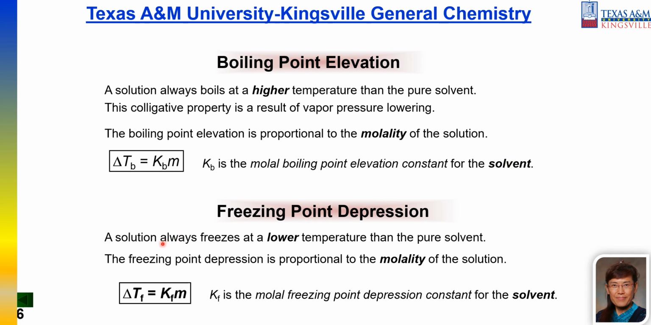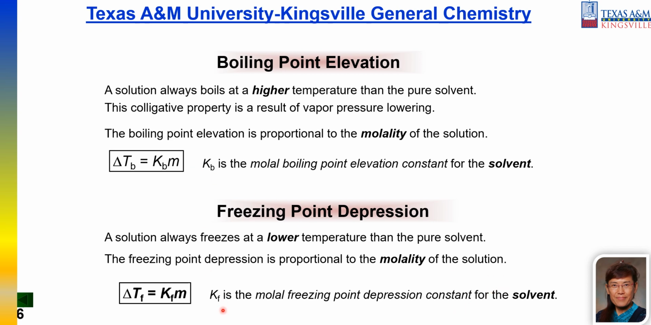Similarly, for your freezing point, a solution always freezes at a lower temperature than the pure solvent. The freezing point depression is proportional to the molality of your solution as well. Delta TF represents the freezing point depression. Delta TF equals Kf multiplied by m, molality. Kf is the molal freezing point depression constant for your solvent.